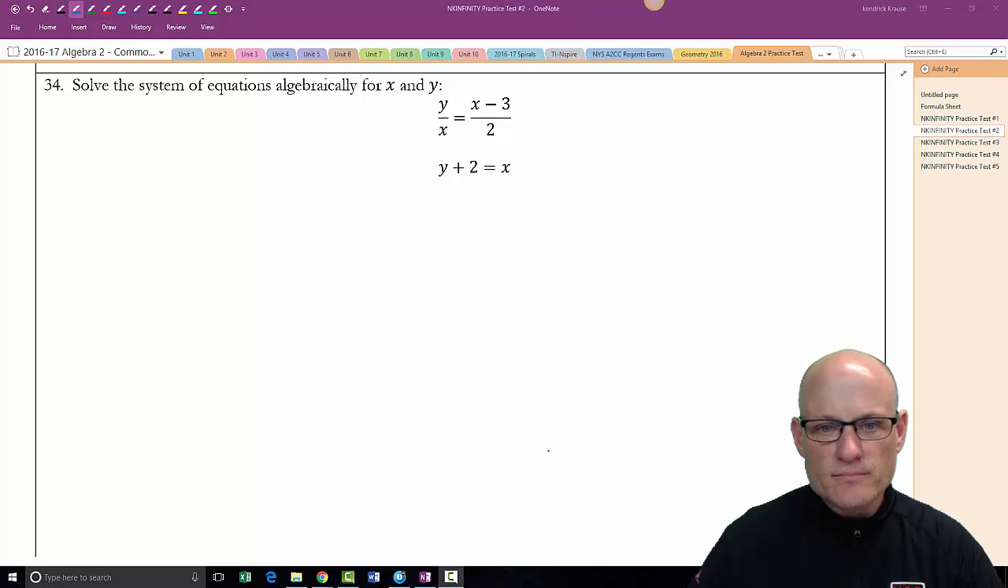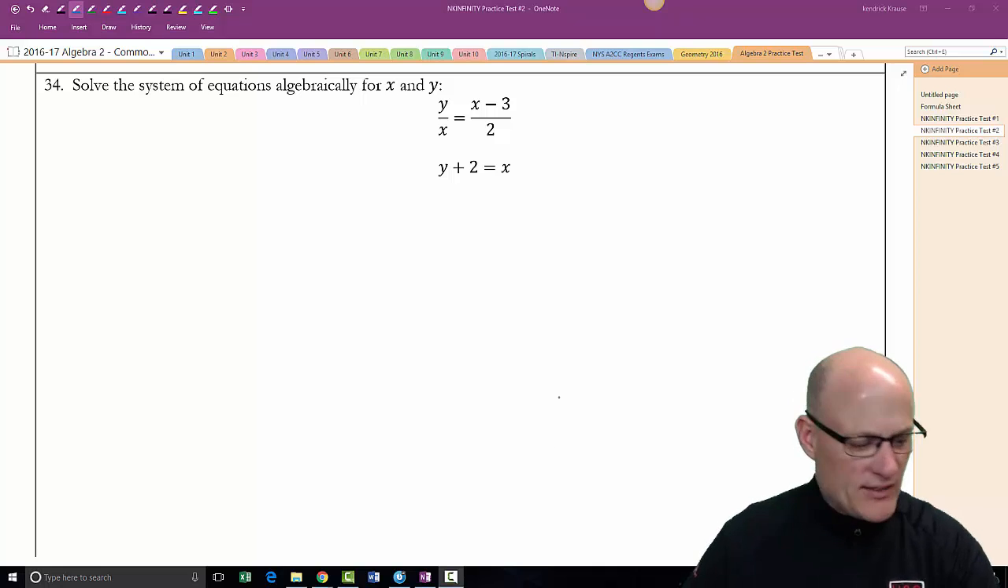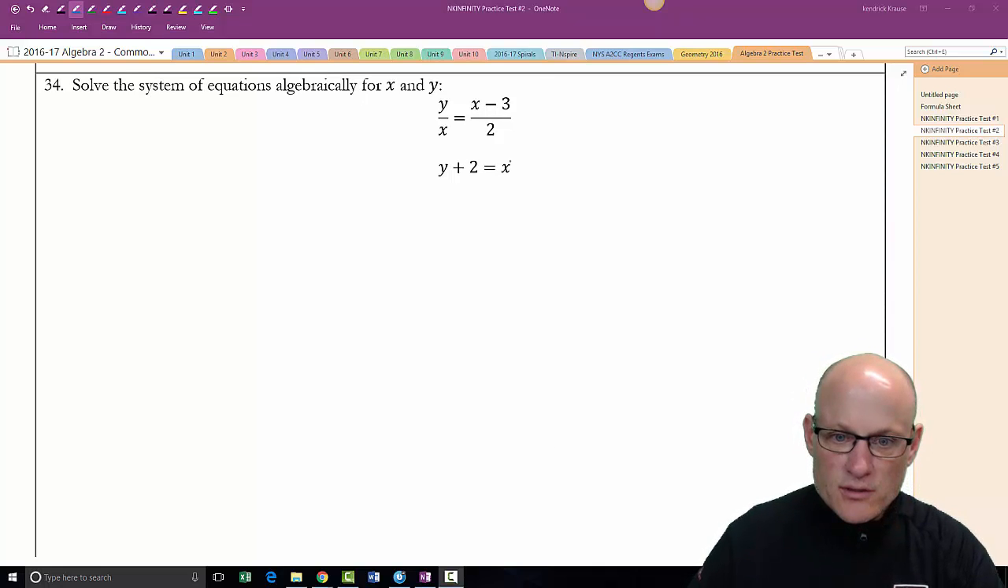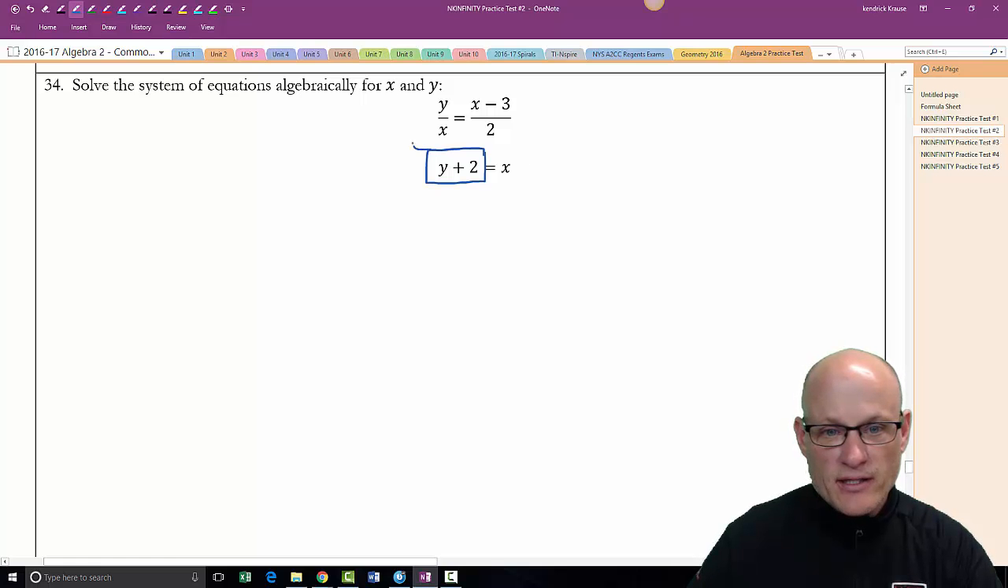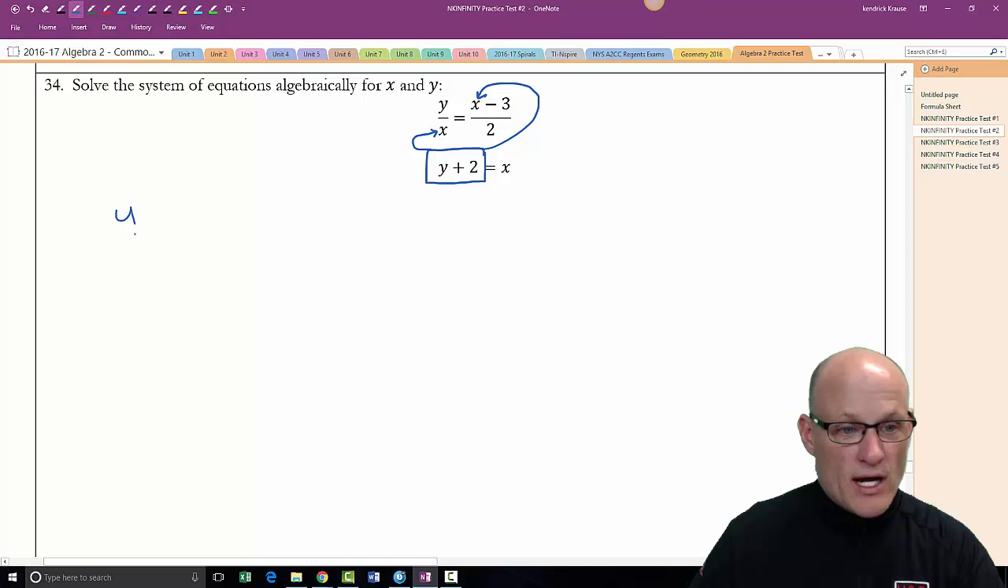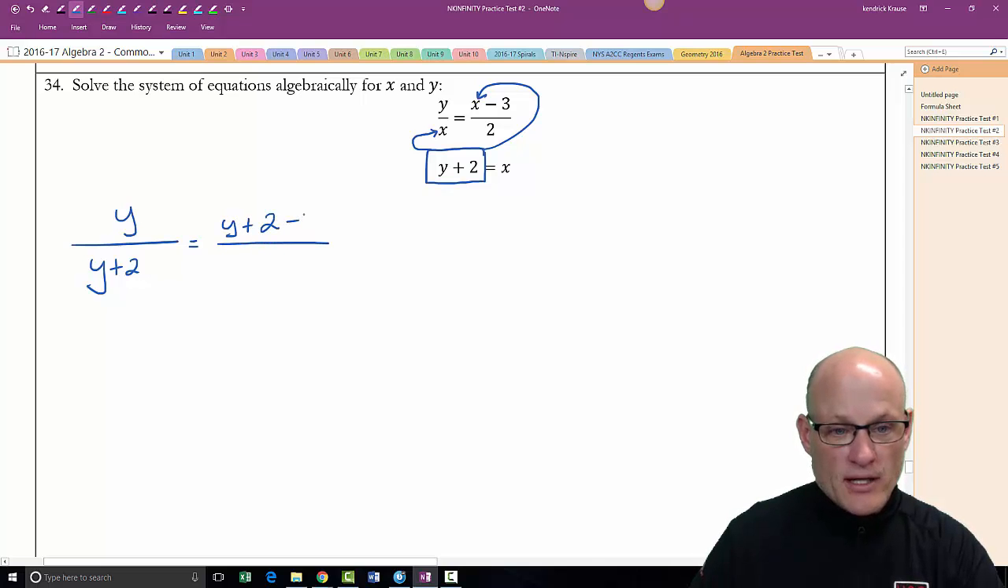What are we going to do with this thing? Solve algebraically. Here's what I would do. This is x, so I can plug that in for x since it's equal. So instead of that, I get y over y plus 2 equals, now you got to be careful here, y plus 2 minus 3 over 2. Now this is really y over y plus 2 equals y minus 1 over 2.